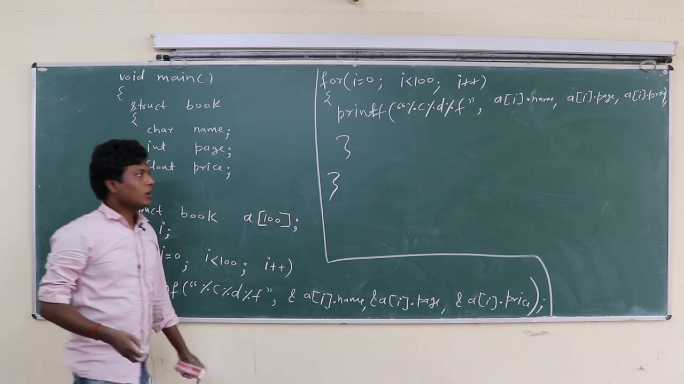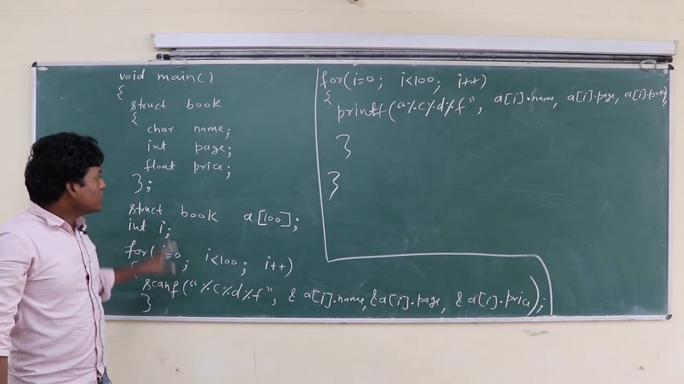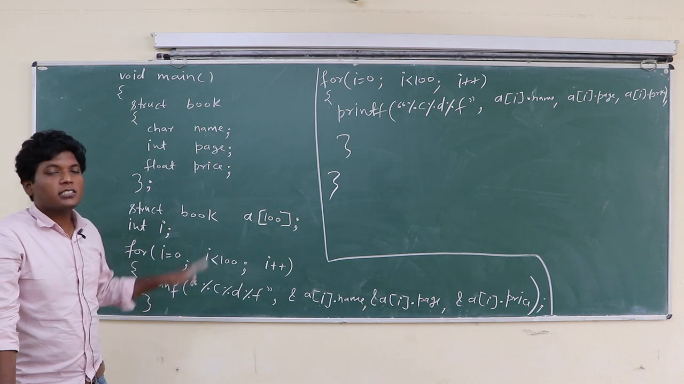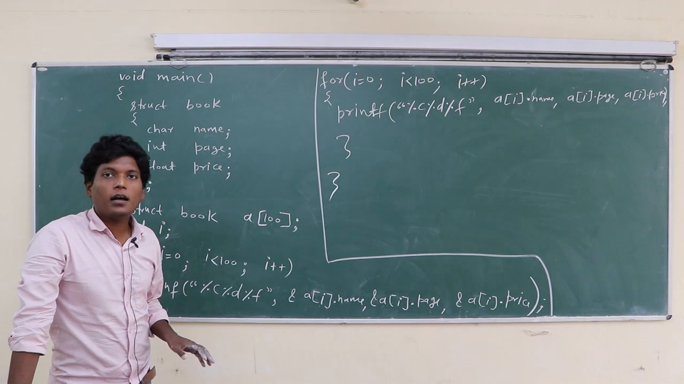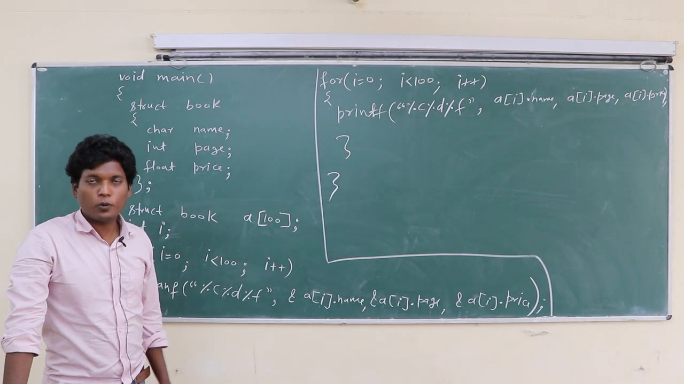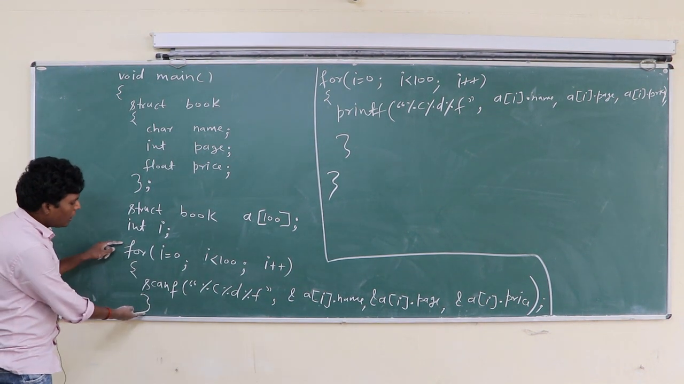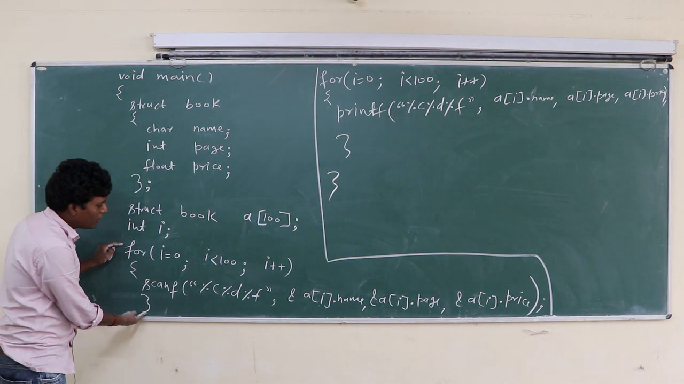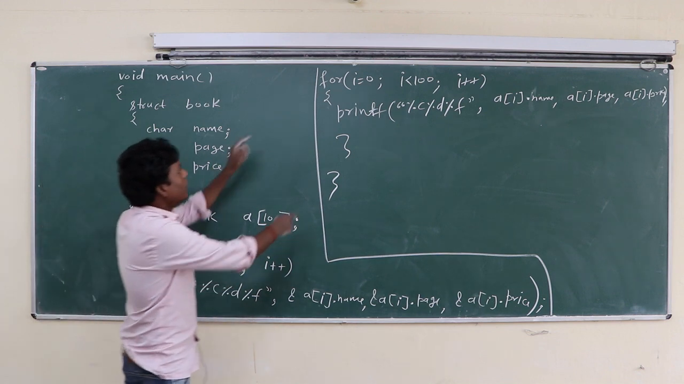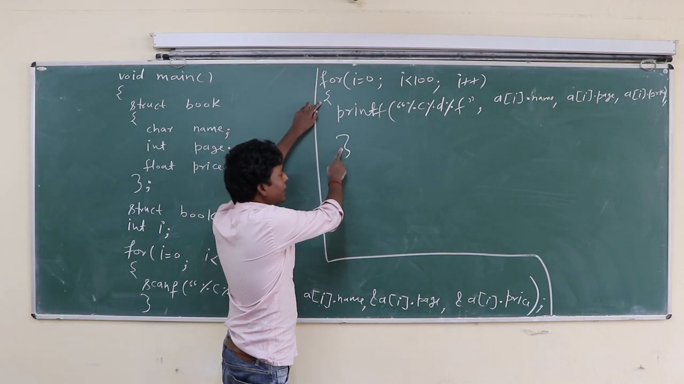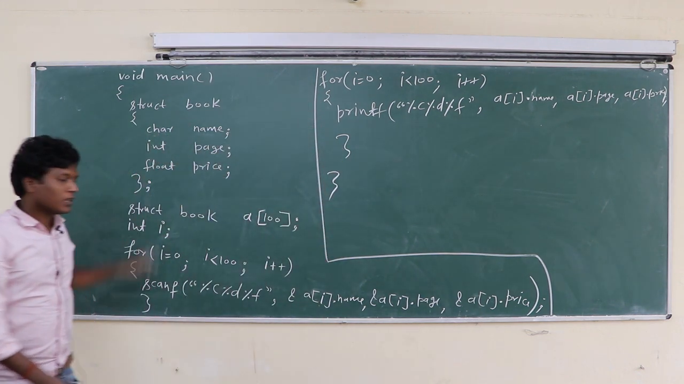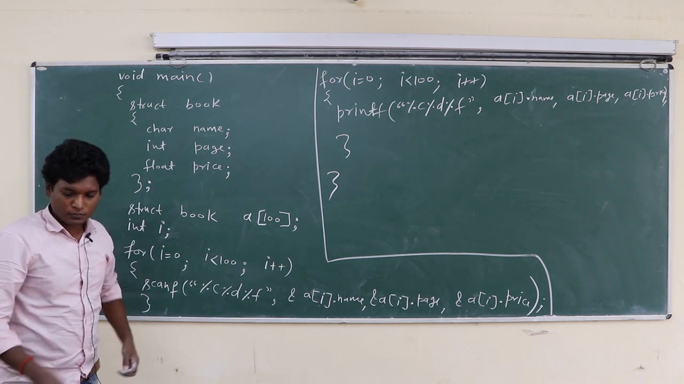Main is closed here. So class, this is a program to print the details of 100 books. Here 100 books' details are entered. Here 100 books' details are printed. Okay class, this is the example.